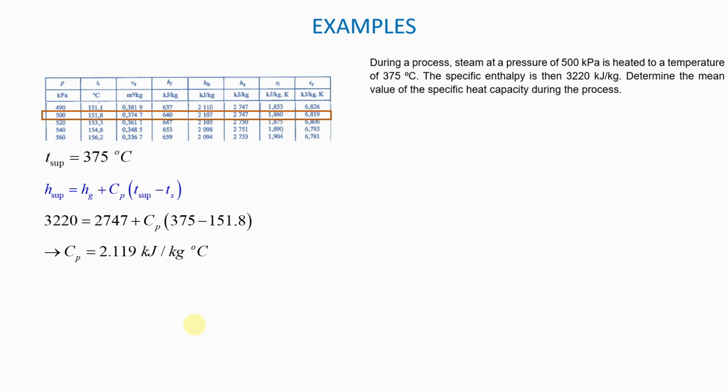That is the unit for Cp. Whether it says degrees Celsius or degrees Kelvin, it's one and the same thing. So Cp is this, and the unit for Cp is kilojoules per kg degrees Celsius or degrees Kelvin. It's the same thing.